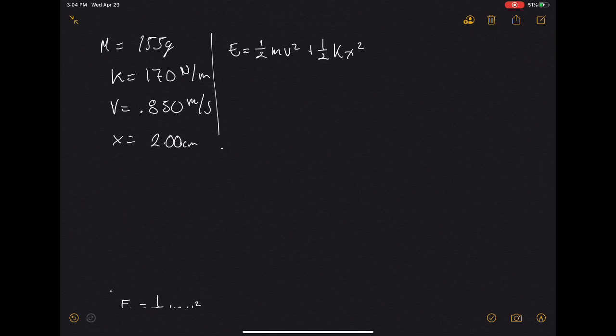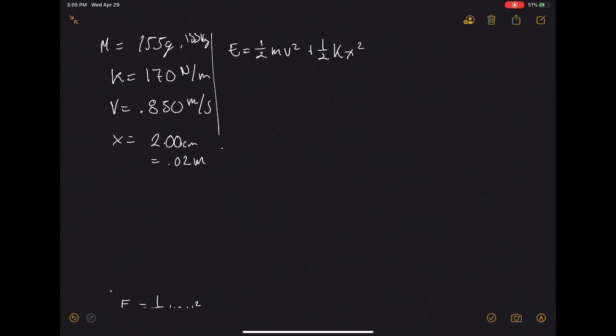I got that the mass is 155 grams. That is also 0.155 kilograms. Then we have that the force constant, the k, is equal to 170 newtons per meter, and the velocity is 0.850 meters per second, and we have that the x is 2 centimeters, which is also equal to 0.02 meters.